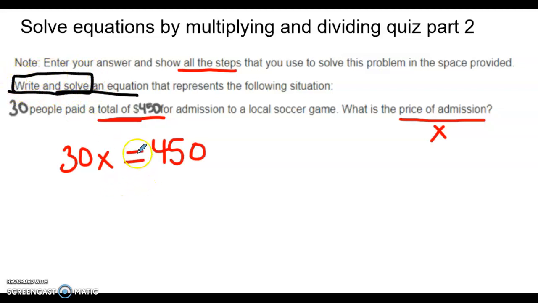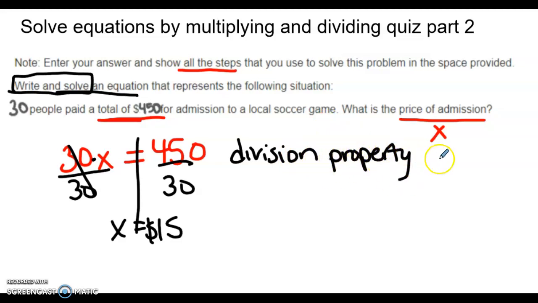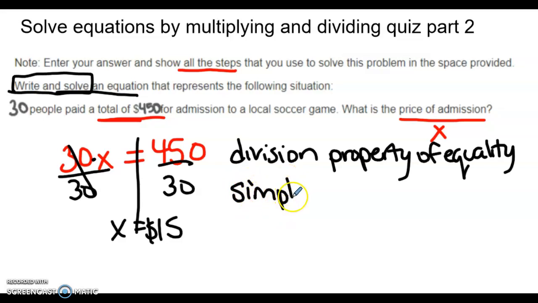So now we need to solve it. Okay, so I need to get rid of the 30. Right now it's 30 times X. The opposite of multiplying is dividing. So I'm going to divide each side by 30. And in this example, I got that X equals $15. So right here, if you want to type out what you did, this is the division property of equality, or you could just say divide by 30. And then we simplified it, like in our calculator or in your brain. And then we got X equals $15. So the price of admission, each ticket cost $15.